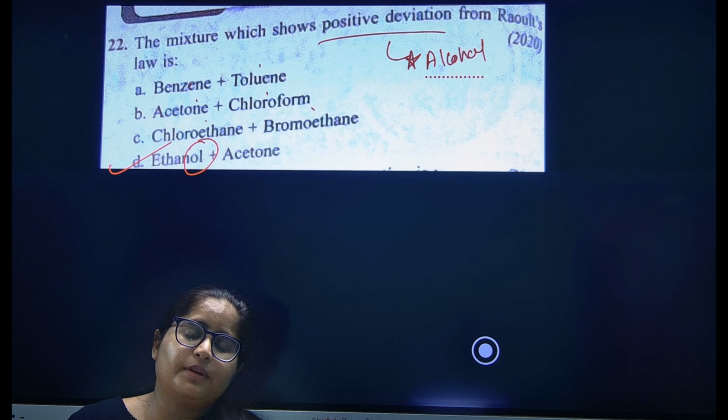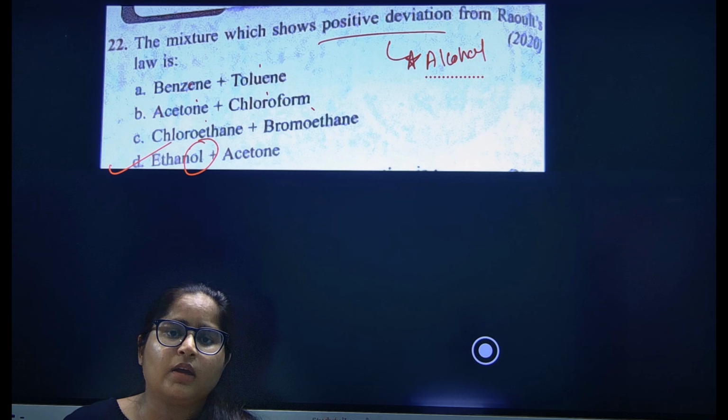Otherwise, you just mug up in NCERT. They have given 20-30 examples. Just sit down and mug it up. How much content will you mug up?